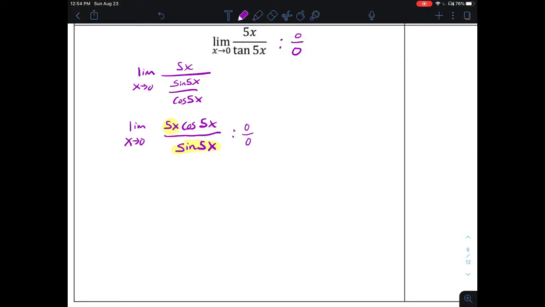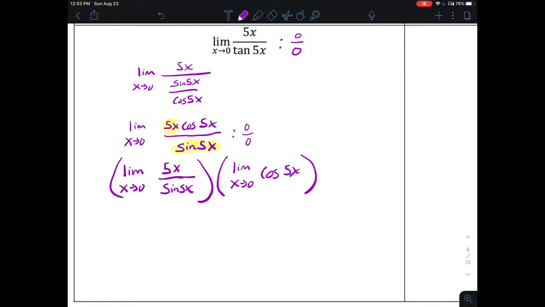And so I'm going to use the property of limits, and I'm going to create the product of two separate functions. So I'm going to keep the 5x with the sine and multiply that to the limit as x approaches 0 of cosine of 5 times x.